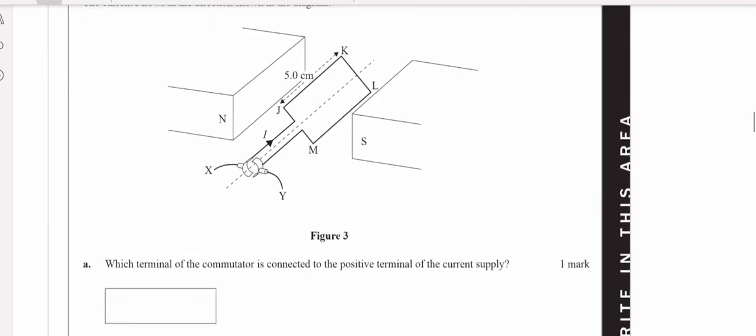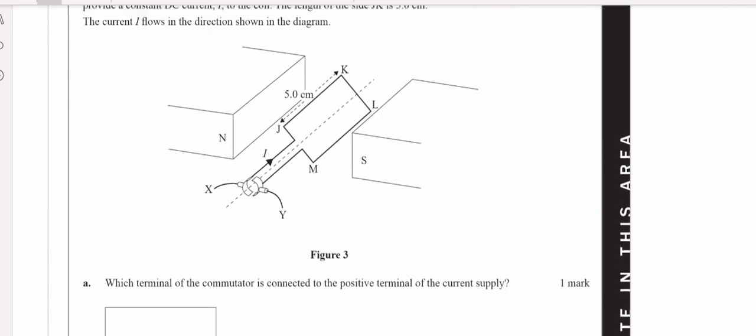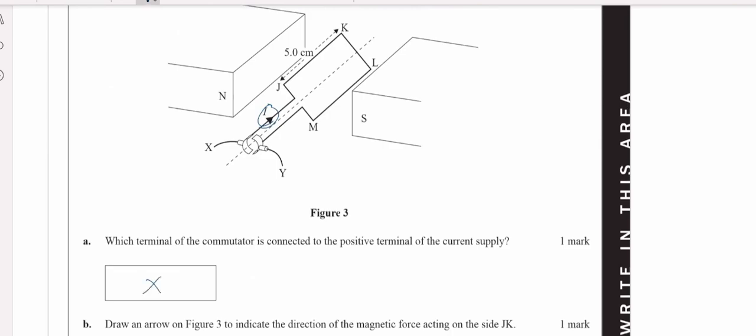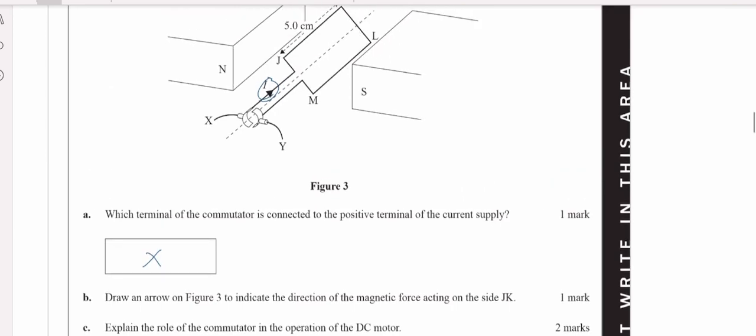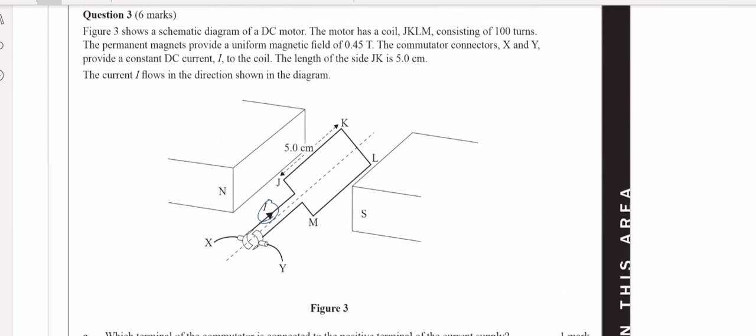It's a DC motor. Which terminal of the commutator is connected to the positive terminal of the supply? We can see that the current is going this way, so then X must be the positive terminal. Draw an arrow in figure 3 to indicate the direction of magnetic force inside JK. Again, using the right hand palm rule, current is going this way, magnetic force is going this way, so force is down.